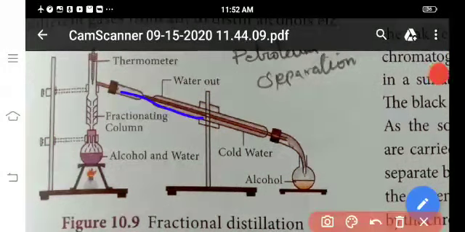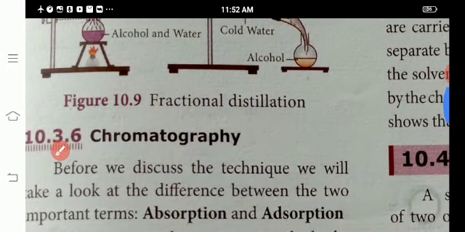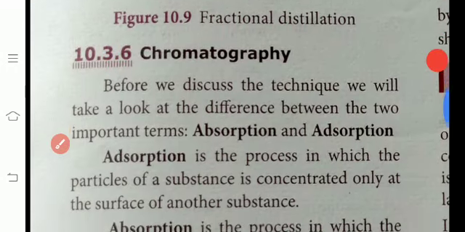Then the gas is cooled here. When the gas is cooled, liquid is formed. So the liquid is alcohol. The alcohol is collected here in this flask. This method is called distillation, the fractional distillation method. In this method only the boiling points are used. Okay, next one, chromatography method.